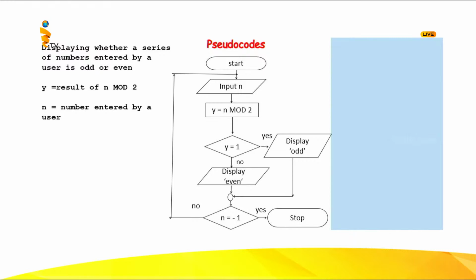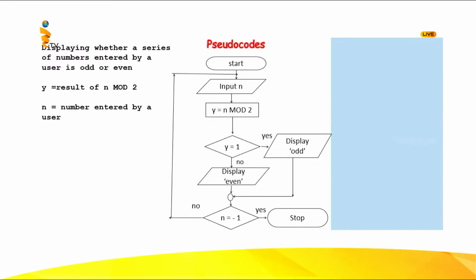Suppose we enter 25. What happens? 25 mod 2, we get the answer as y, so our y equals 1. Then we will display odd. We will move again here. Then we check. What do we check? Whether n equals -1. We entered 25, so it is not -1. We go towards input another number. So we will repeatedly do this until the user enters -1.